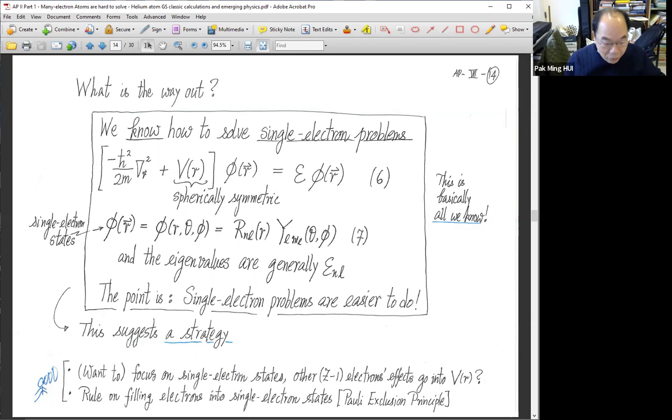But there's a remaining question. If we can do that, we have Z electrons. What is the rule to fill those electrons into the states that we solved? That has to do with the Pauli exclusion principle, but more generally, there is a regulation about the symmetry of the wave function. So these are the 2 points that we want to develop along the way.